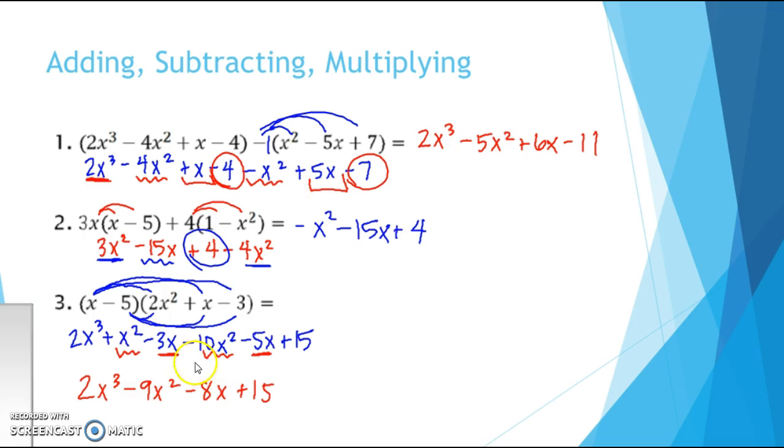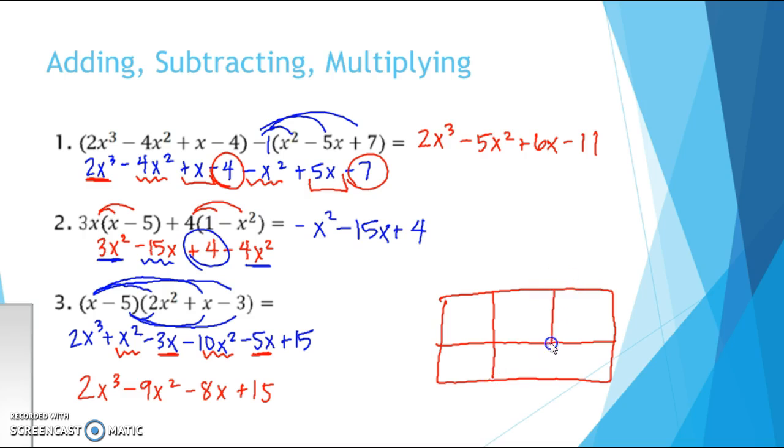The other option is the box method, which I'm going to have a 2 by 3 box. It doesn't matter which way you put your 2 and your 3. So I've got to have enough for the binomial and the trinomial. Because I put the 3 going across side to side, I'm going to have to put my trinomial on top. And then going down the side, I have my x and negative 5.